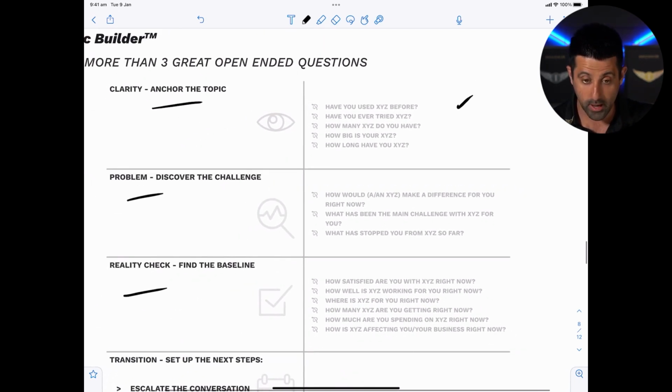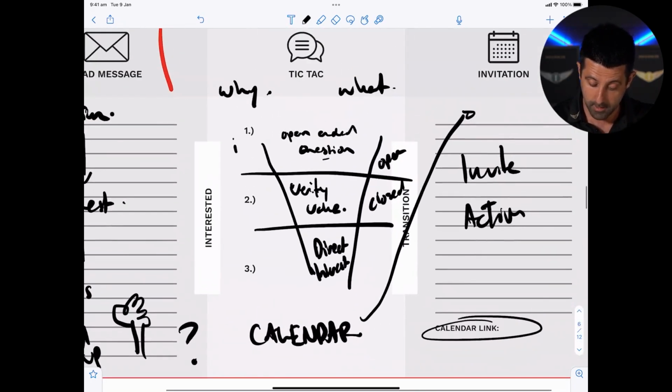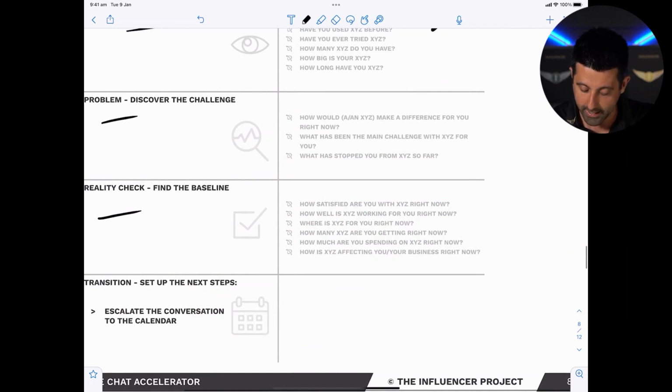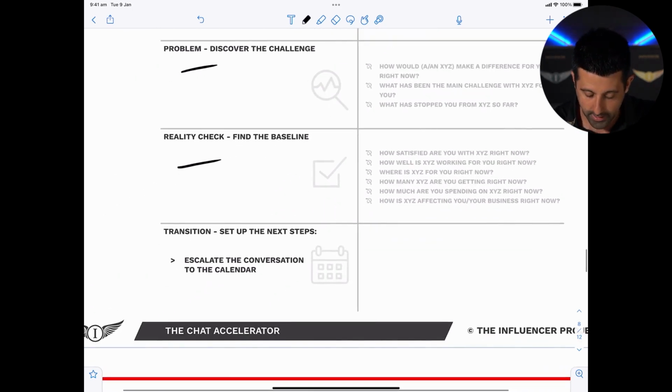Then the next one, let's dive back here, verify value. You might say, would an X make a difference for you right now? What has been the main challenge for you right now? What has stopped you so far? You can also find out, how satisfied are you with? These are all great open-ended questions, and we can use some of these to verify value. And once you've done it, escalate the conversation to the calendar.